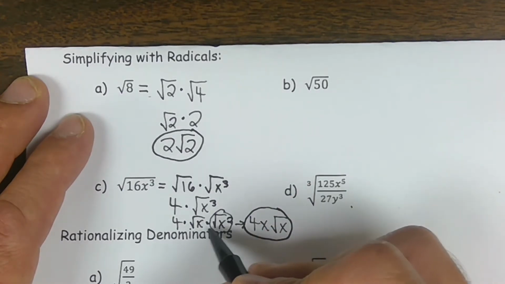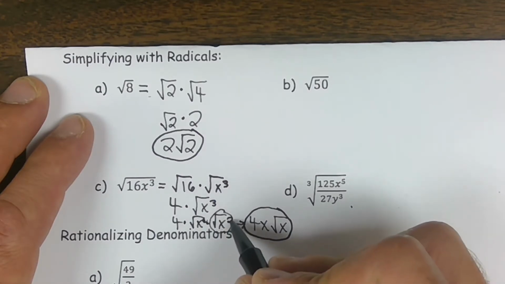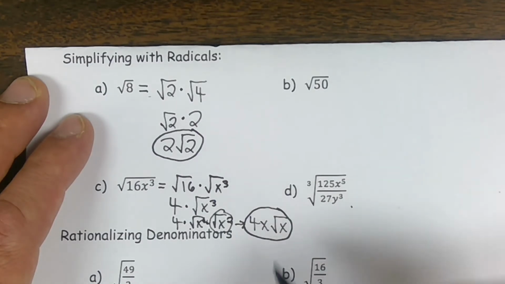Now, I got this because this is square root of x to the power of 1, square root of x to the power of 2. You add those, you get 3.